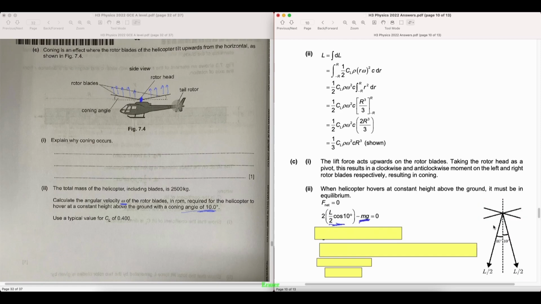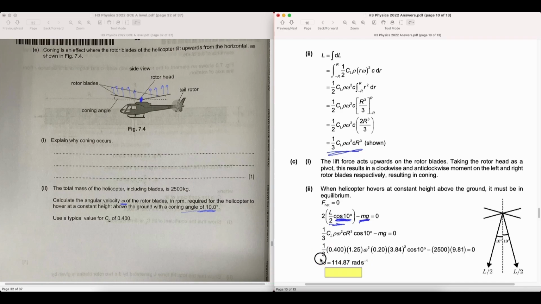If we take a look at the free body diagram, we can see that each rotor blade is tilted at 10 degrees, hence the lift vector will also be at 10 degrees. This explains the cosine 10 degrees over here. Now, just substituting in the value of L, which we obtained previously over here, we can get omega in terms of everything, and substituting in the values, we get 1100 RPM.